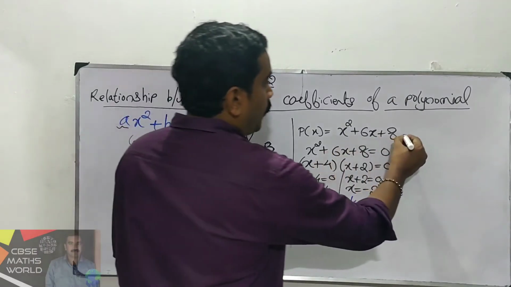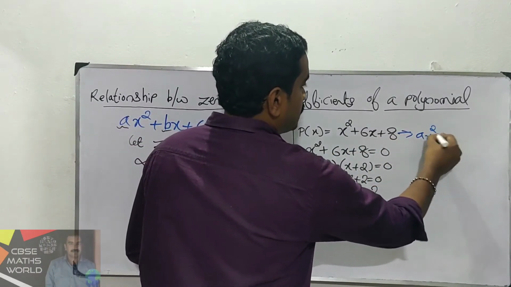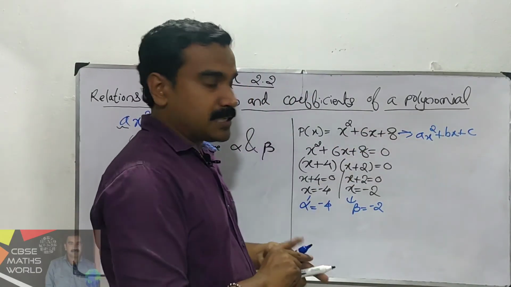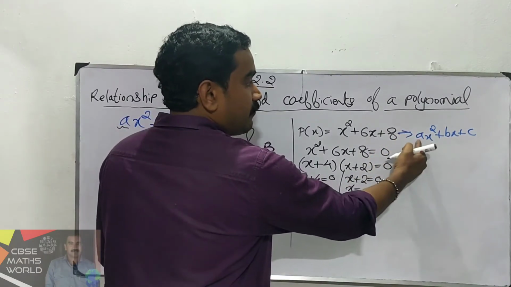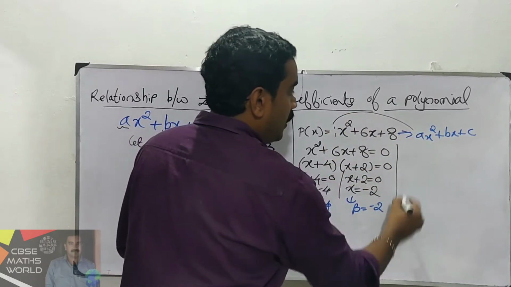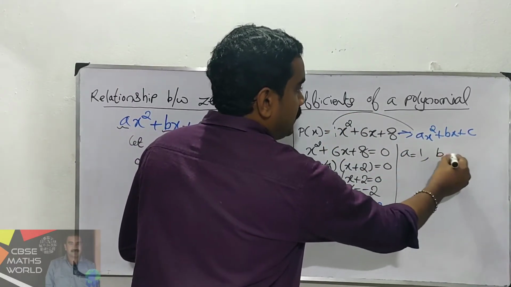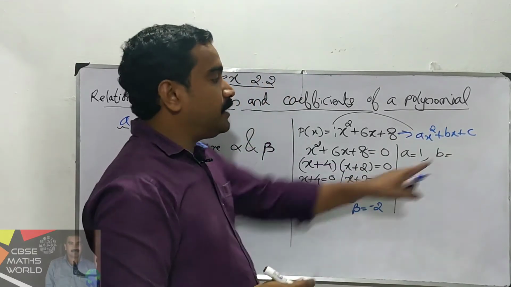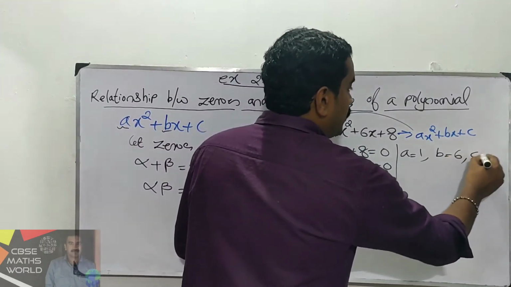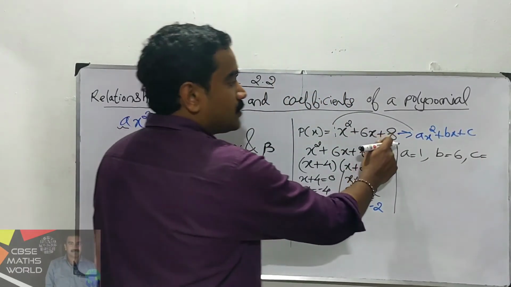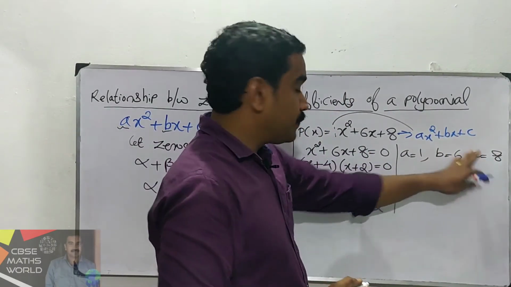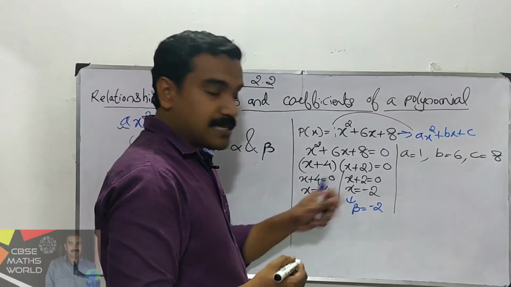Then equate this polynomial with ax square plus bx plus c. What is a? a is in front of the x square. Nothing is written there, which means 1. So a is 1. b is the coefficient of x, which is 6. So b is 6. And c is the constant, which is 8. So we got a equal to 1, b equal to 6 and c equal to 8, and alpha equal to minus 4 and beta equal to minus 2.